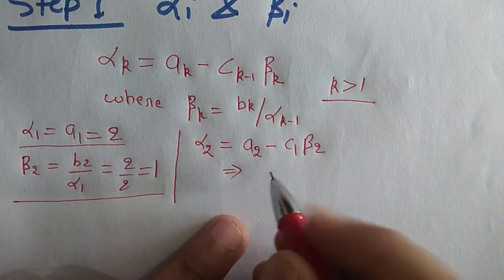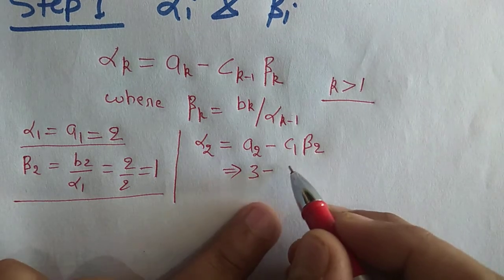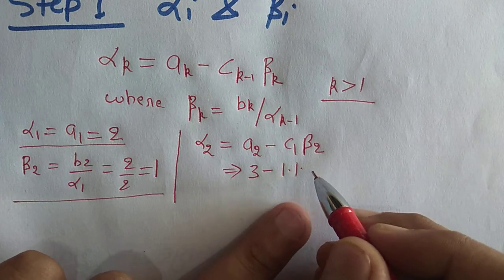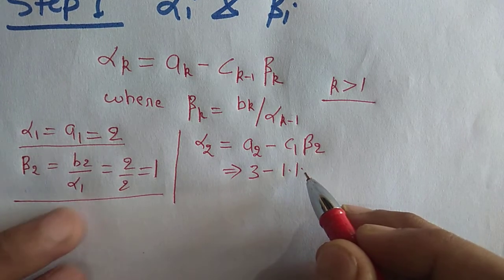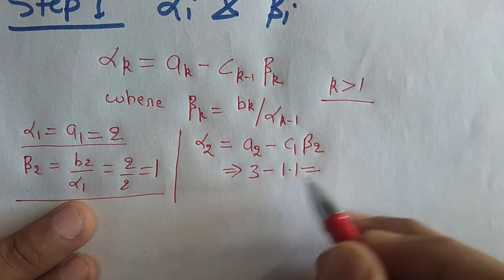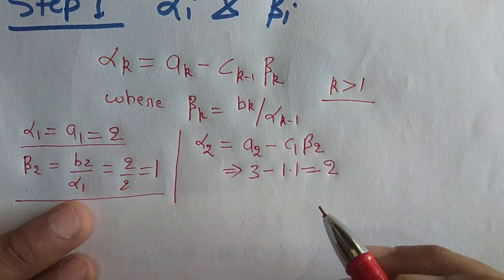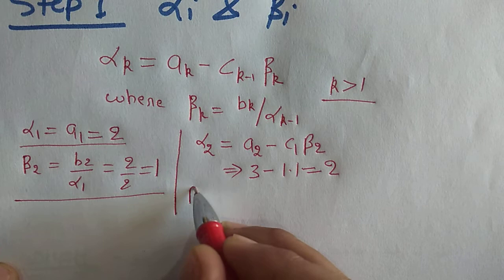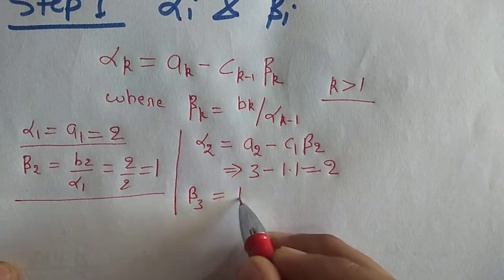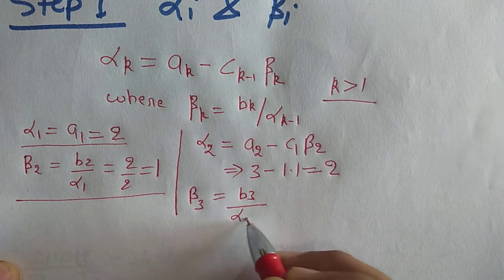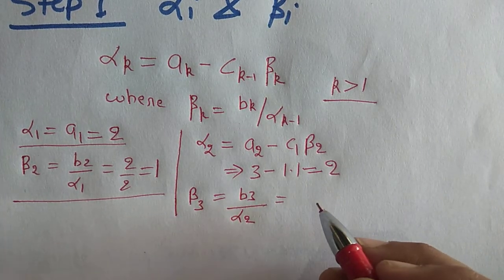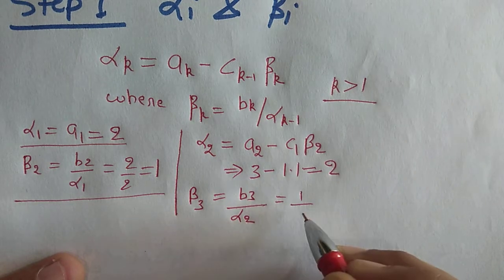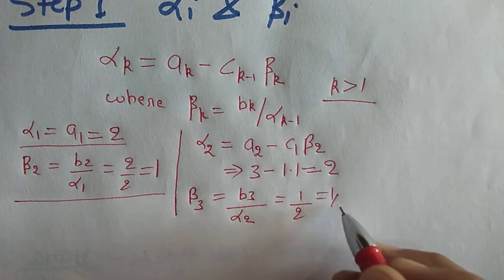So alpha 2 equal to A2 minus C1 beta 2, which is 3 minus 1 into 1, we have 1 only. So 3 minus 1, so 2. So alpha 2 equal to 2. Fine. Now we'll find out the beta 3. Beta 3 is B3 by alpha 2. So B3 equal to 1, and alpha 2 is 2. So beta 3 is 1 by 2.